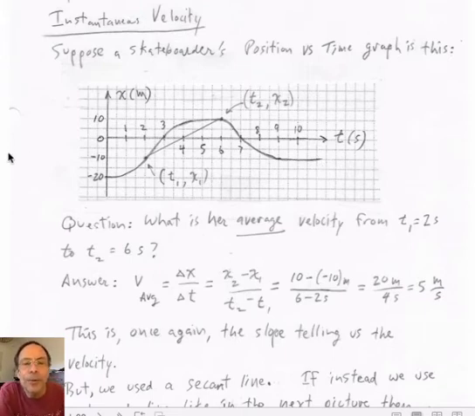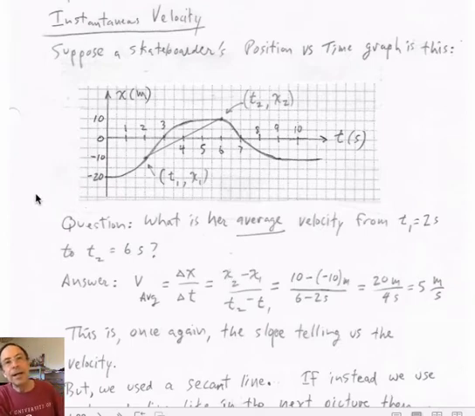So now for this explanation, let's consider two times and locations. The first time is at 2 seconds, where she's at negative 10 meters. And the second time we'll think about is 6 seconds. And at 6 seconds, she is at 10 meters.